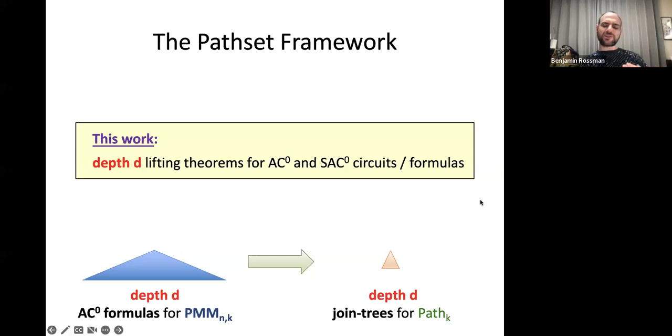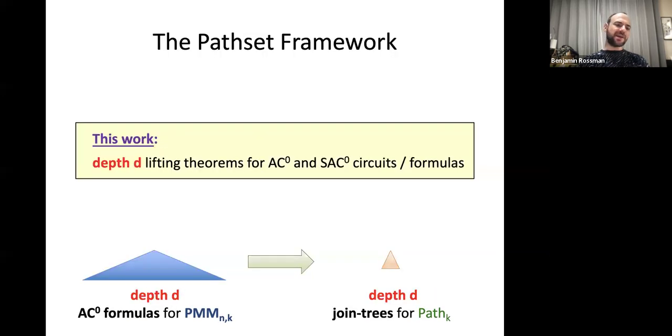Okay, so there's a certain notion of depth d join trees. Well, actually, there are different ways to measure the depth, and it turns out to be quite interesting. But we are able to get lifting theorems for both circuits and formulas, and actually both for AC0 as well as the SAC0 setting. So SAC0 here means semi-unbounded fan-in. So you have unbounded fan-in OR gates, but you have AND gates which are restricted to some bounded fan-in, something like n to the 1 over k. So we get lower bounds in all of these different settings.